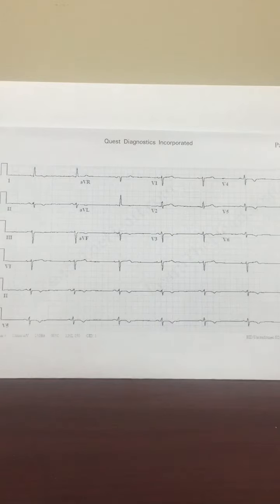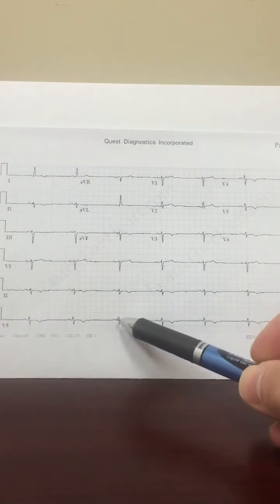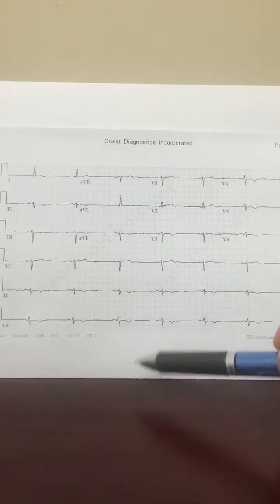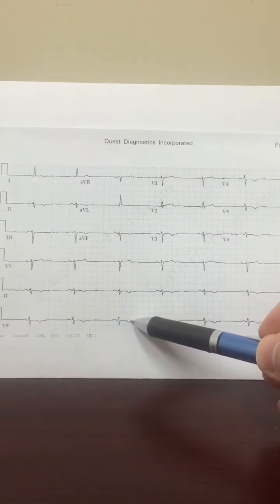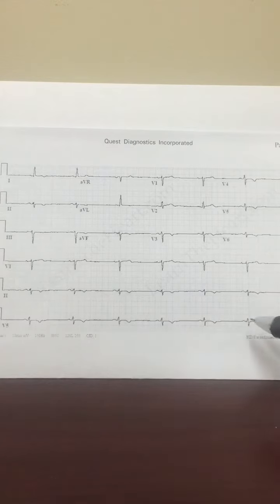So we'll calculate the rate just to make sure. Once again, I use the big box rule from peak to peak, QRS to QRS, and we'll go 300, 150, 100, 75, 60, 50, 40. So the rate is about 40 beats per minute, and bradycardia is defined as being less than 50 beats per minute. So this indeed does fit that criteria.